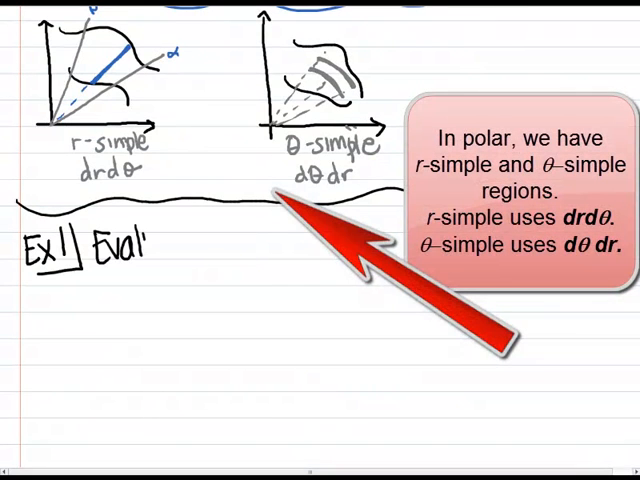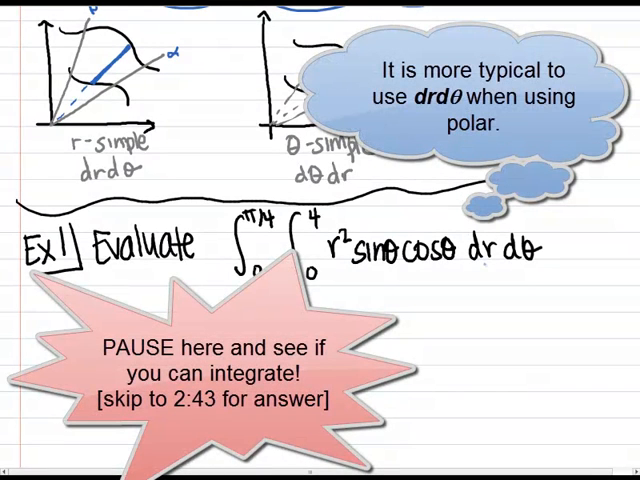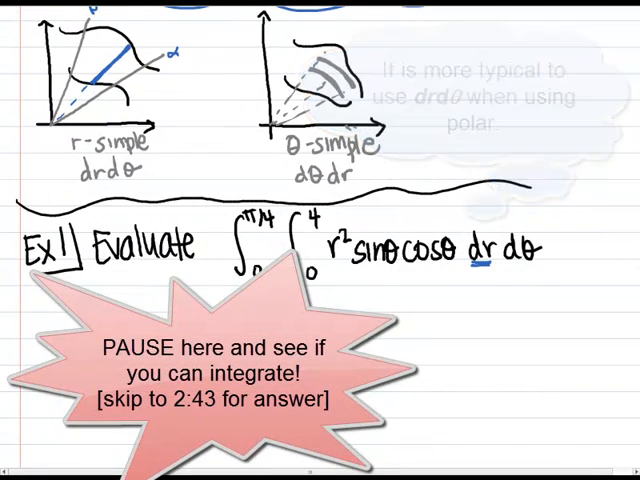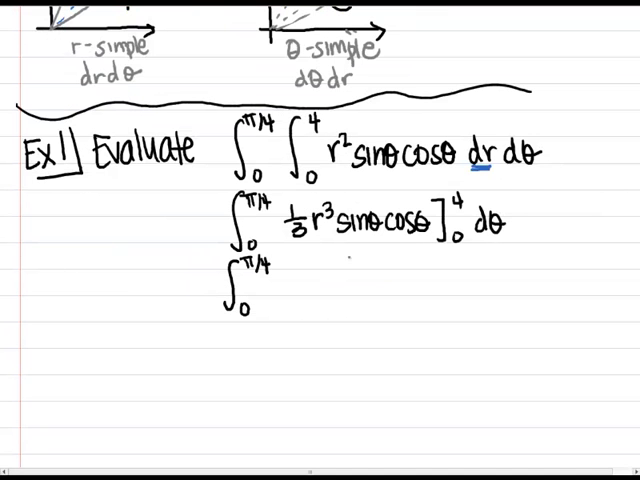First, let's work on evaluating the integral from 0 to pi over 4, the integral from 0 to 4 of r squared sine theta cosine theta dr d theta. So notice how we have dr d theta. We have 1/3 r cubed sine theta cosine theta from 0 to 4 d theta. Now we need to plug in our 4. So plugging in the 4 gives us 64 over 3 sine theta cosine theta d theta.